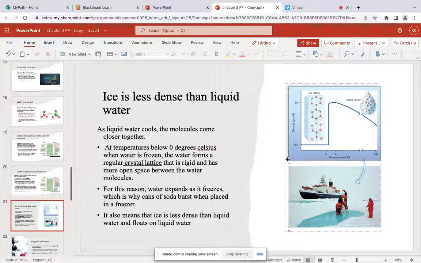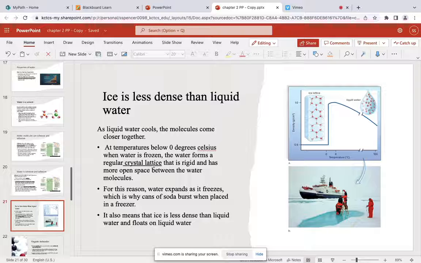So ice is less dense than liquid water. This is kind of unique, actually. I didn't realize this, but usually, well, we'll just read the slide. As liquid water cools, the molecules come closer together. This is kind of unique, right? At a temperature below 0 degrees Celsius, when water is frozen, the water forms a regular crystal lattice.